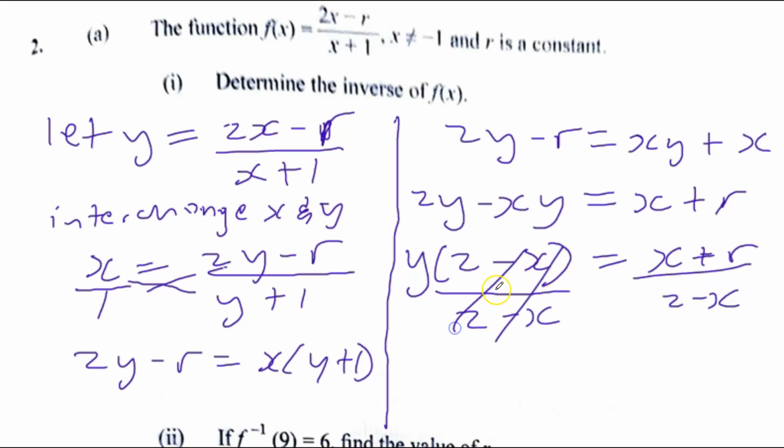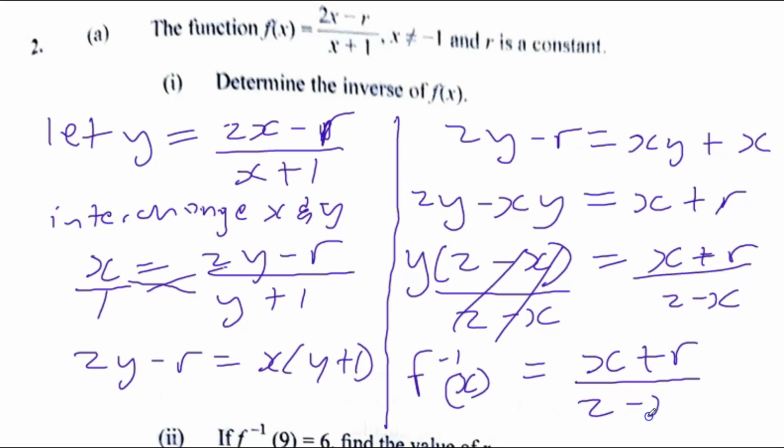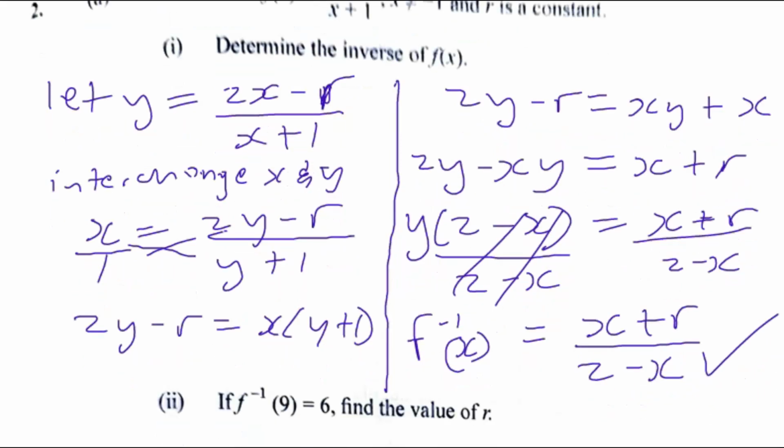So y is equal to x plus r over 2 minus x. So whatever you get for y, that's what your inverse function is. So f inverse x is x plus r over 2 minus x. And of course, x cannot be equal to 2. Since if x is equal to 2, you get a denominator of 0, and that's undefined. So that's our solution there.